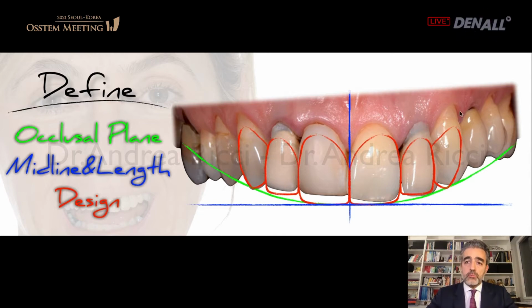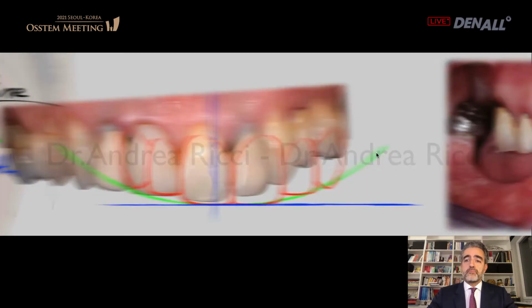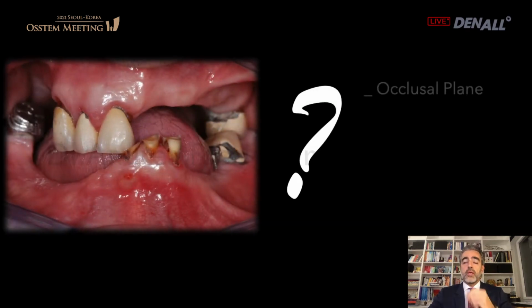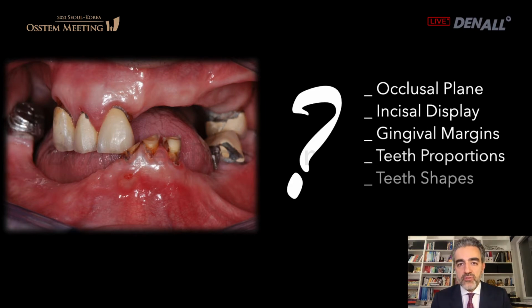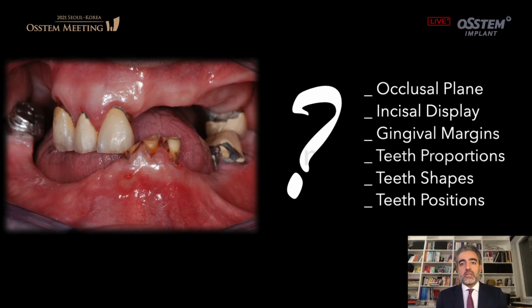This is very important because, if you start with this photo, for example, how do you define the occlusal plane, the incisal display, the gingival margins? Where are the gingival margins? The teeth proportions, shapes, and position.